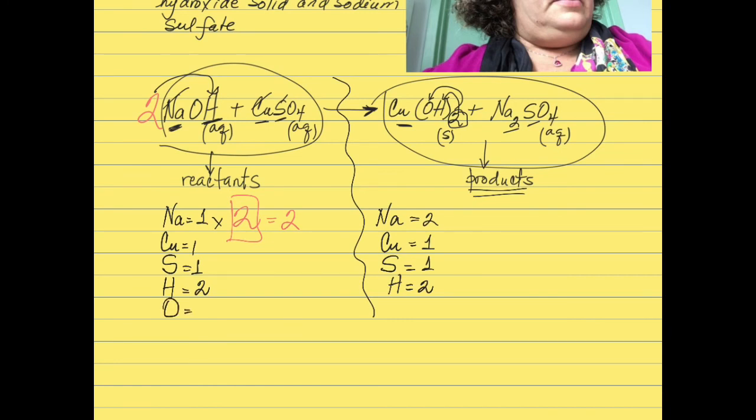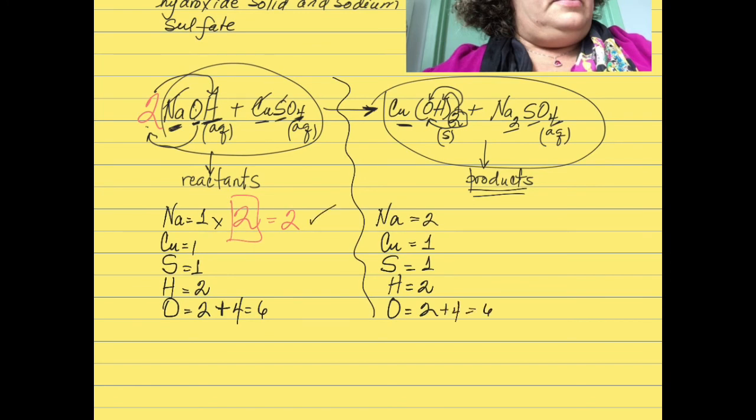Oxygen, okay, I have over here 2 plus 4 that I have here. See that? 2 in this compound comes from the coefficient, plus 4 over here, for a total of 6 oxygen in my products. I have 2 from here, plus 4 from this compound, for a total of 6.